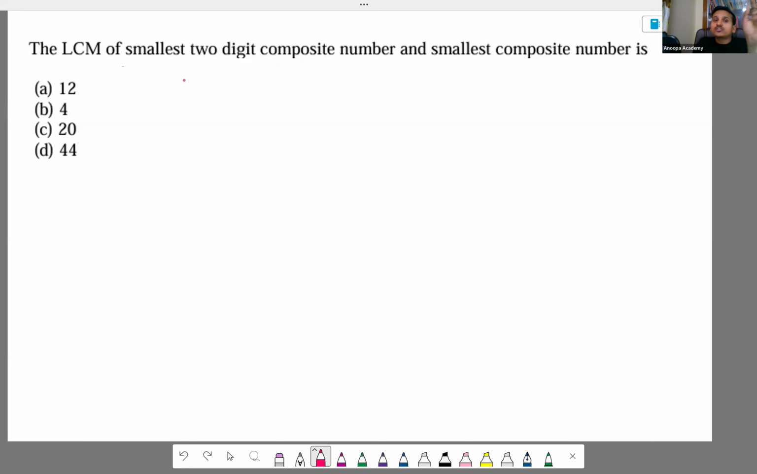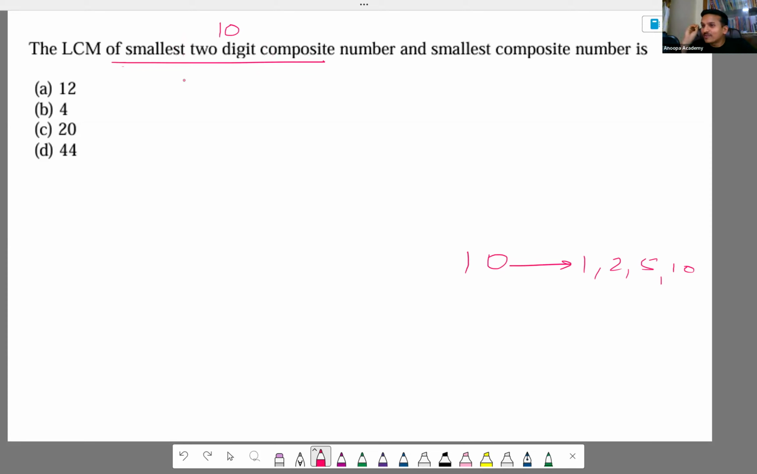So, smallest two-digit composite number. I told you today in the class what a digit is. See, the smallest two-digit number is 10, first of all. And 10 is also a composite number. How do I know? The factors are 1, 2, 5, and 10. So the smallest two-digit composite number is 10. Majority of the students did not even read this two-digit part. They just took composite number and then solved the question.